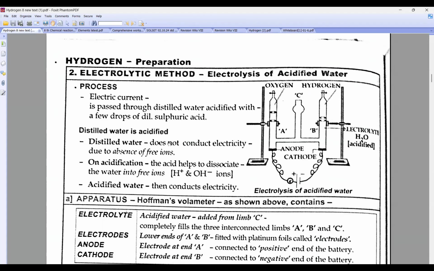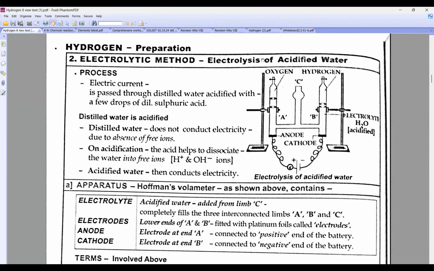First, in electrolysis, what all things will they ask you? A diagram based question they can ask. They will ask you first of all, why distilled water cannot be used? Because it does not have free ions. Why do we add a few drops of sulfuric acid? Because it produces free ions.